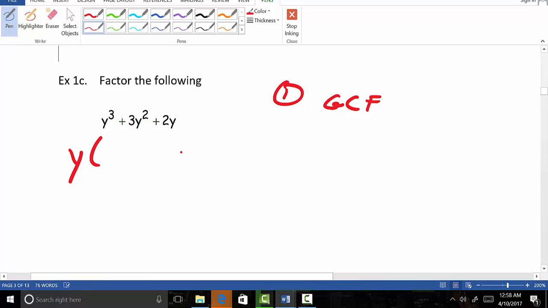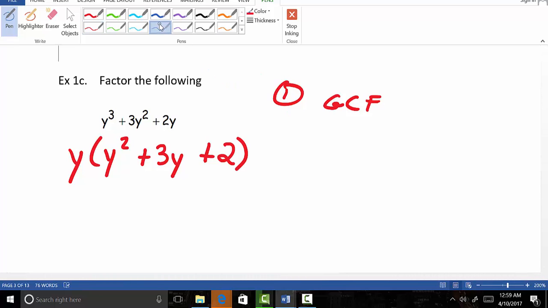So if we pull out a y, we end up then with y squared, because y times y squared gets us the y cubed, plus 3y, because y times our 3y would give us the 3y squared. And then lastly, if we factor out the y from this 2y, we would just have 2, because again, the y times 2 gives us our 2y. So we've gone ahead and done step one, which is pulling out that greatest common factor, and then really kicks in our step two.